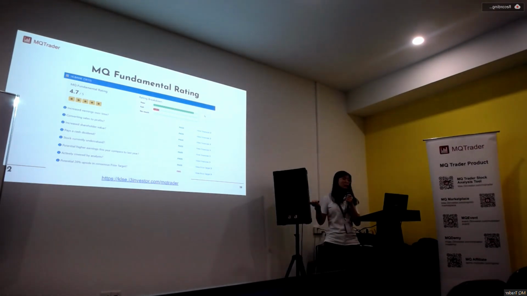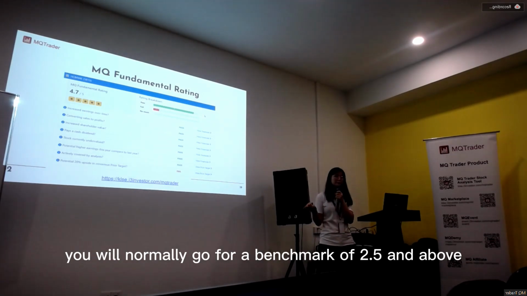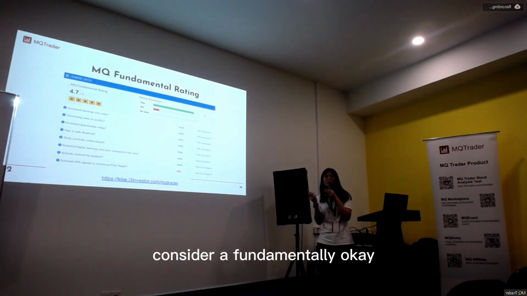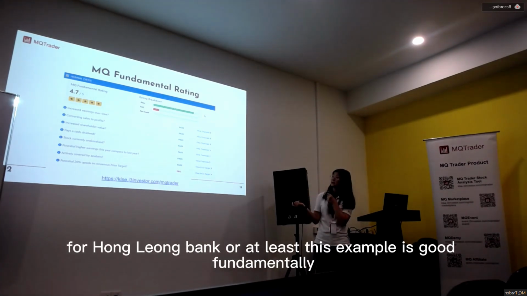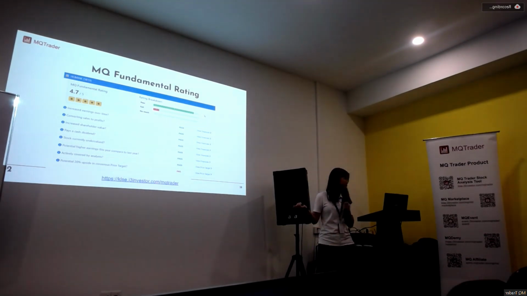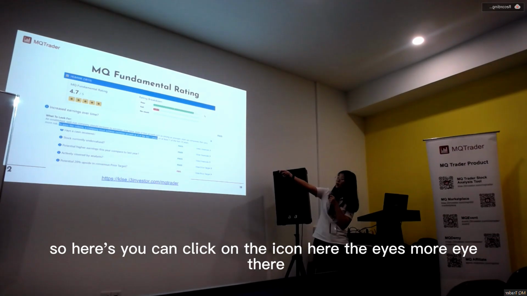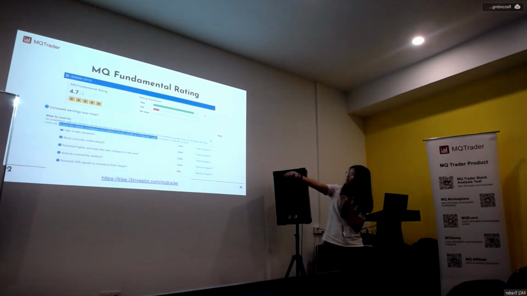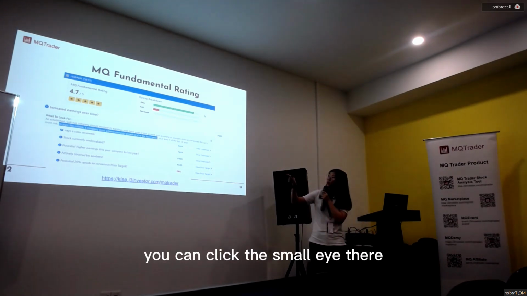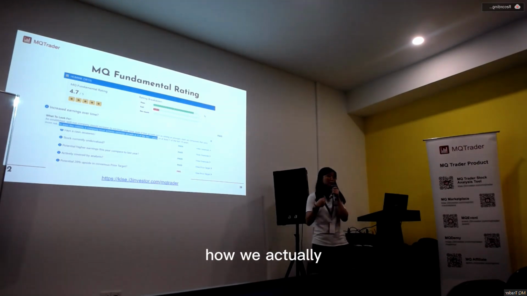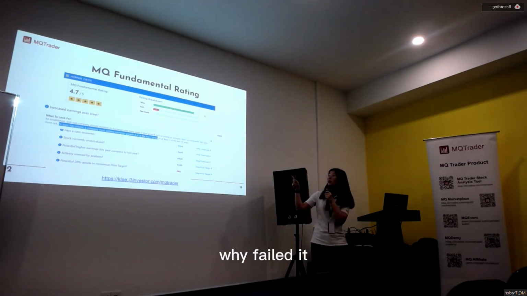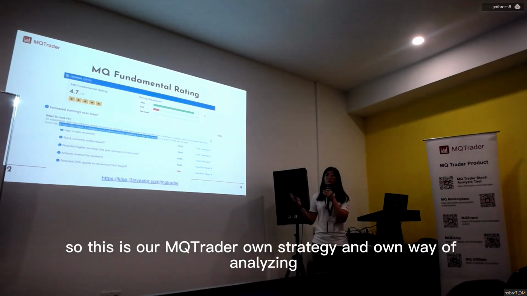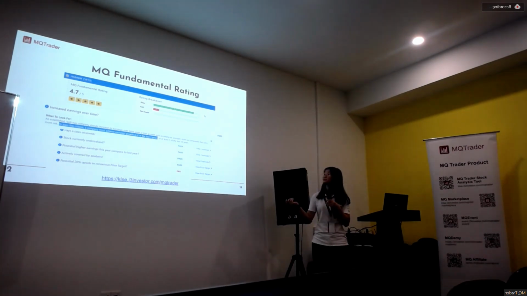For a good stock, we will normally go for a benchmark of 2.5 and above to consider a fundamentally okay company. For good, we will go for 4 and above. So Hong Leong Bank, for this example, is good fundamentally. You can click on the small i icon there to know more information, if you want to know how we set up the criteria, whether it's pass or fail, why we pass it, why we fail it. This is our MQ Trader's own strategy and own way of analyzing.